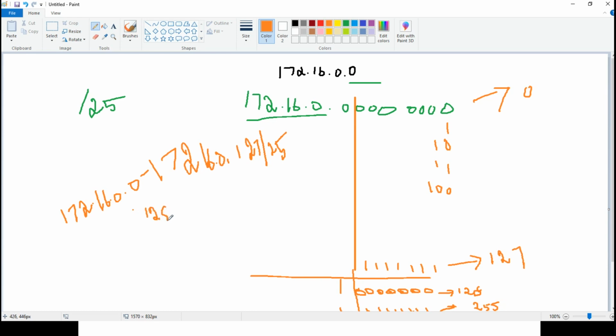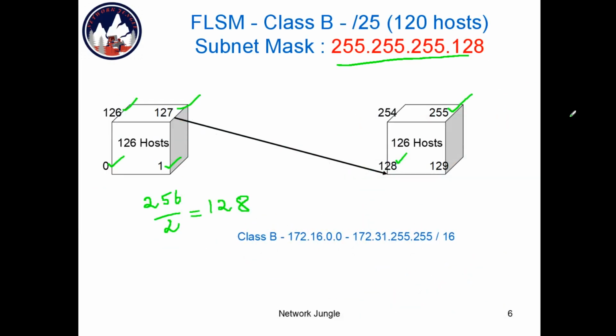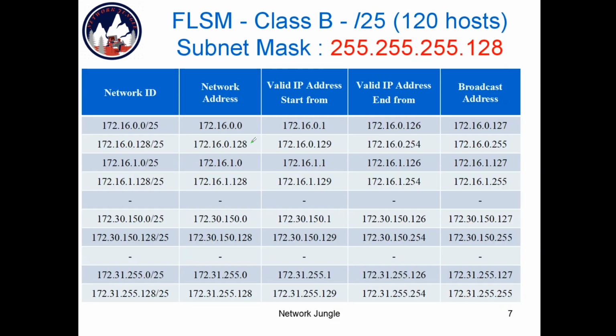128.255. A single network segment can be divided into two portions based on this subnet value. Let's refer to the subnet table here. 172.0.0.0/25, that is the network ID. Here also I can write the network ID.